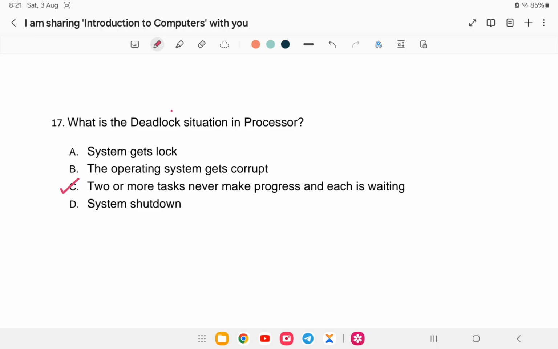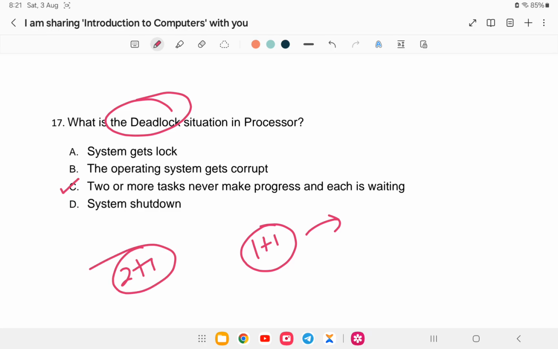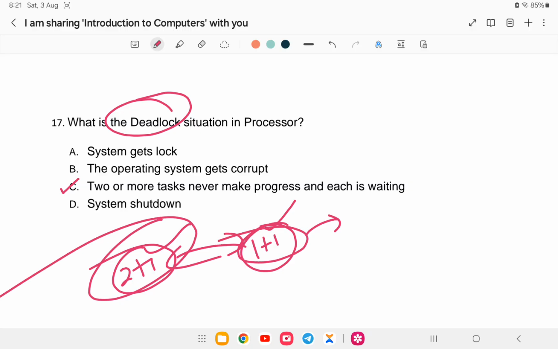For example, one process is computing 1 plus 1 and another is computing 2 plus 1, and the computer does not complete either, so neither 1 plus 1 nor 2 plus 1 gives a result; each waits for the other, and this becomes a deadlock. So this is an example of a deadlock, meaning one task does not finish because it is waiting on another. So this is deadlock. So let us study about the deadlock.